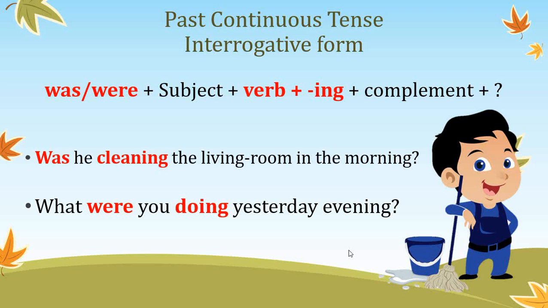Now, for the interrogative form, for making questions, we have this structure. First, we have to use the verb to be in past, was or were, plus subject, plus the verb with the ing ending, the complement, and always the question mark because we're making a question. For example, was he cleaning the living room in the morning? What were you doing yesterday evening?